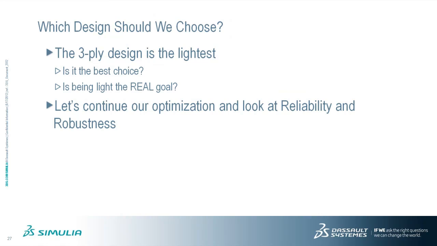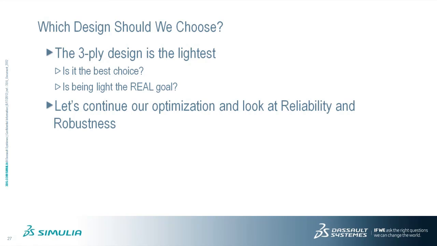So normally, we would say the 3-ply design is the best design. It's the lightest, it passes our failure criteria, it had a SIWU index of 0.8, uses the least amount of material, so we can infer that it's probably the cheapest to build, the cheapest to manufacture. But is it really the best choice? Is just being light the real goal of optimization?